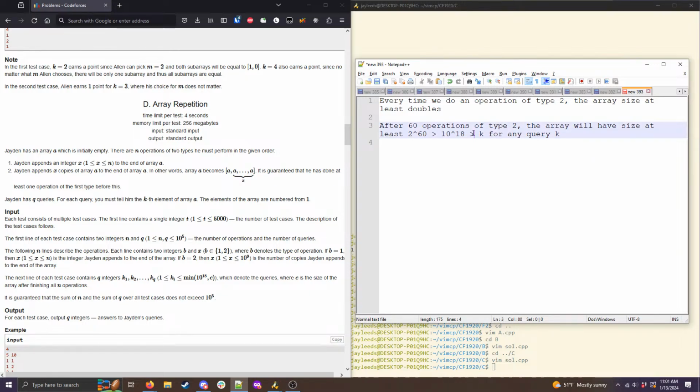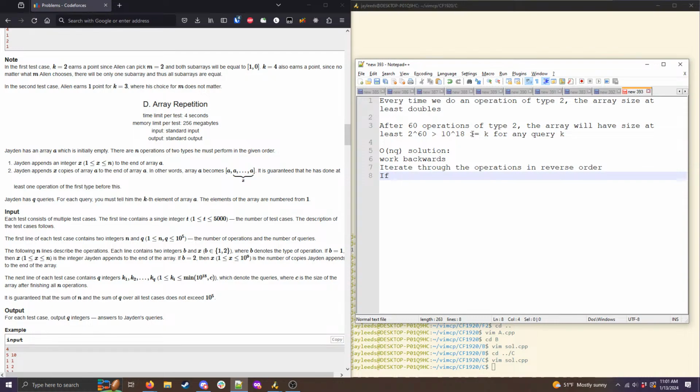Okay. So that means anything that happens after 60 operations of type 2 won't affect our queries, because we've already gotten 10 to the 8 elements. So now let's think about a slightly inefficient solution. If we do an O(NQ) solution, we're going to work backwards. So iterate through the operations in reverse order.